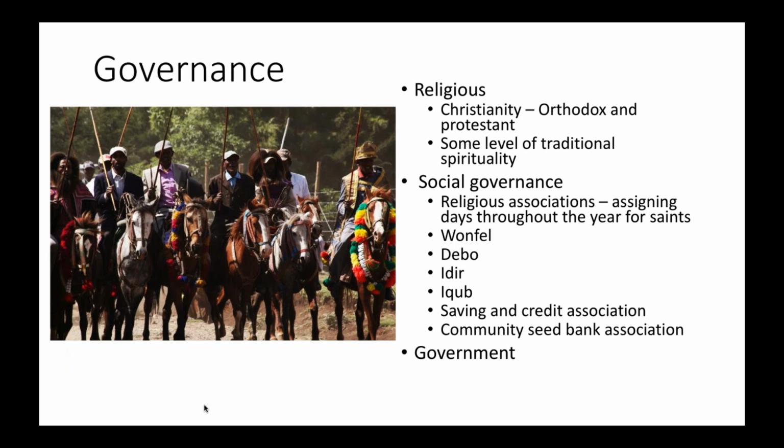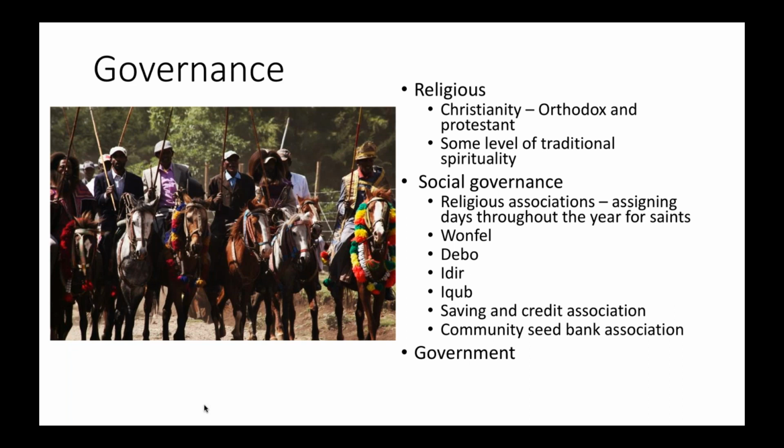Edder is another kind of social structure where people come together to help each other when somebody dies. Another is where they contribute some amount of money every month, and one month somebody gets it, another month another person gets it. It's a very traditional way of insurance. Saving and Credit Association is a new thing, and the Community Seed Bank Association is another community governance system. And there is government.